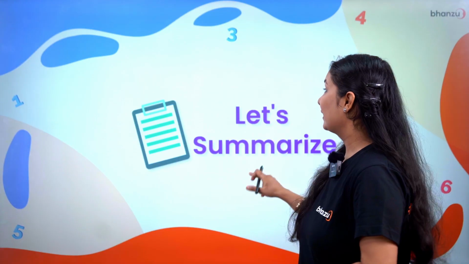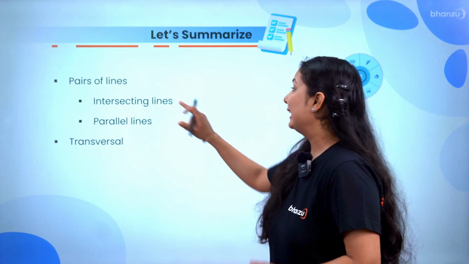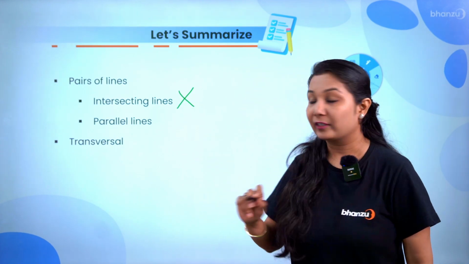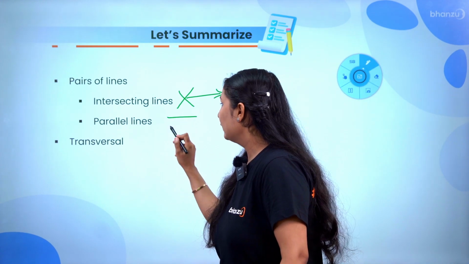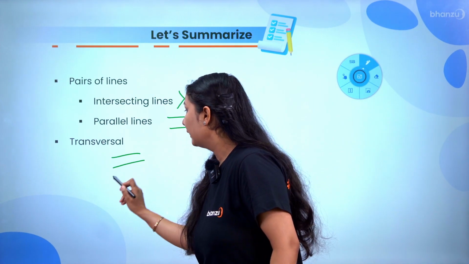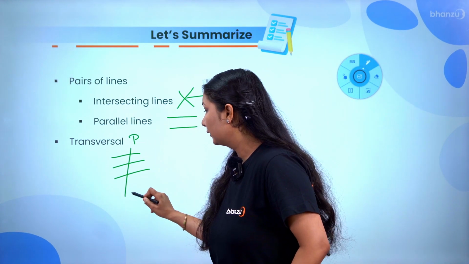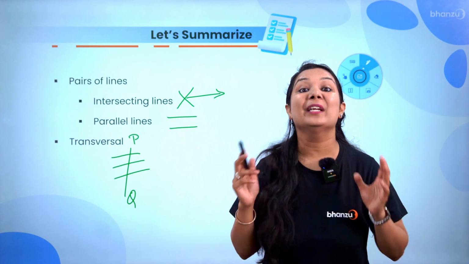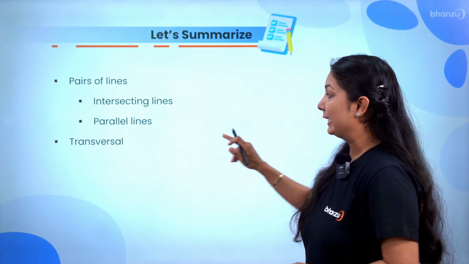Now let's summarize what we had covered in the session today. We talked about pairs of lines, intersecting lines. Let's quickly draw a few diagrams for that. Like this is an intersecting line, right? Which intersects at one common point. Parallel lines do not meet each other at any point of time. And a transversal can intersect two or more different lines. They can be parallel and they can be non-parallel lines also. So this was all about pairs of lines and transversal.